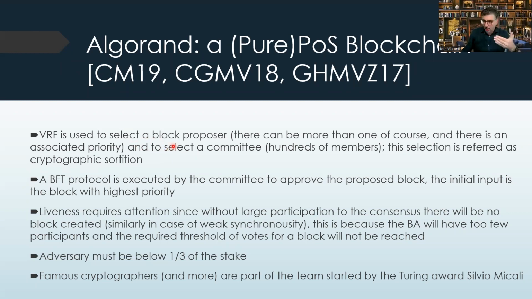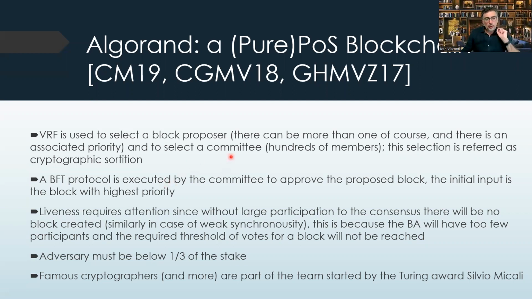The verifiable random function is also used to select a committee with hundreds or even thousands of members. So you are a winner, not in the sense of proposing a block, but in the sense of being part of the committee. In Algorand, this use of the VRF to select a block proposer and to select the committee is called cryptographic sortition, a bit deviating from the term lottery. But the idea is essentially that: they're just picking some names from the ballot box.